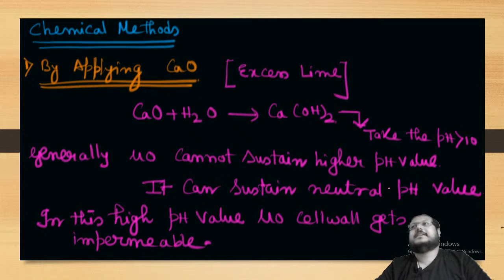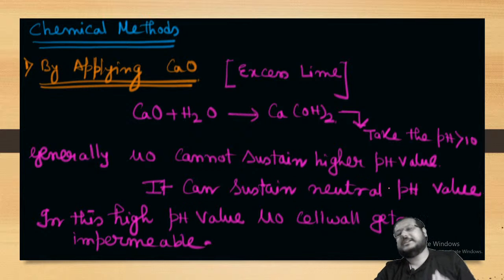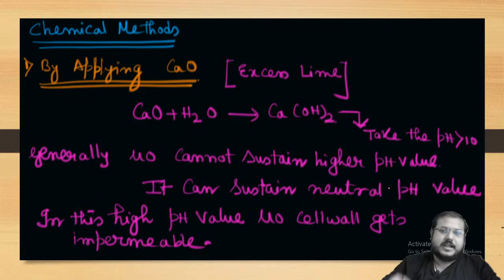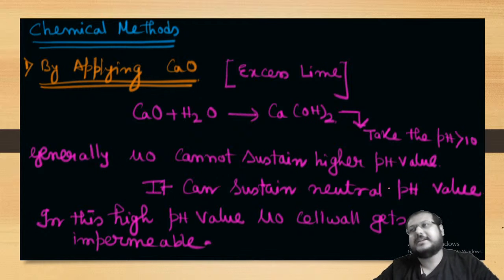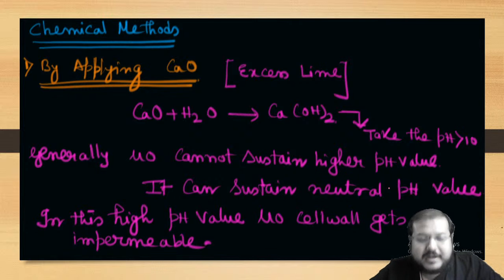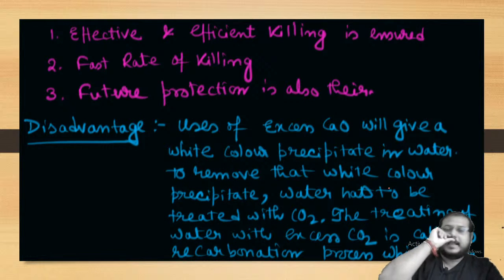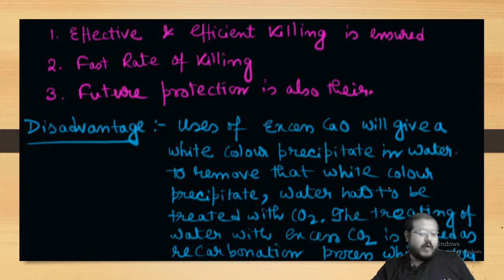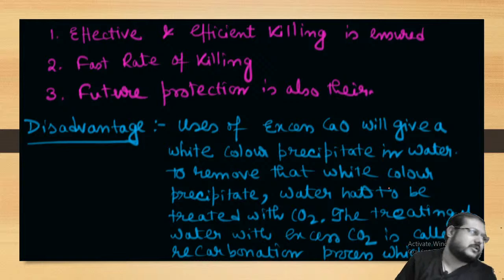As you are putting excess lime into water, it will provide calcium hydroxide, and hydroxide ion is predominant at pH more than 10. In this high pH, the microorganism cell wall will become impermeable. Effective and efficient killing is ensured, complete destruction is ensured, a fast rate of killing is ensured, and future protection is also there. Almost every positive point is there.